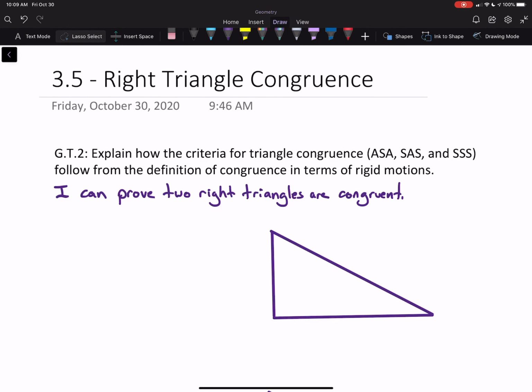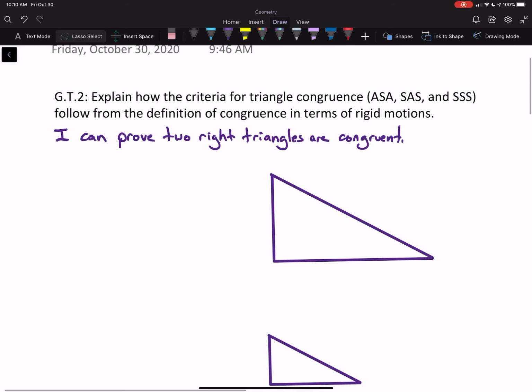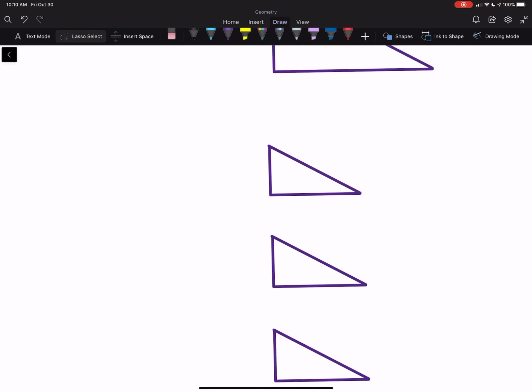All right, today's lesson 3.5, right triangle congruence. So we've talked about some triangle congruence with angle, side, and side, and so on. And today we're going to talk about the special parts of a right triangle and how those can show us congruence. So here is your standard, and your objective today is to be able to prove the two right triangles are congruent. So first of all, let's talk about the parts of a right triangle.